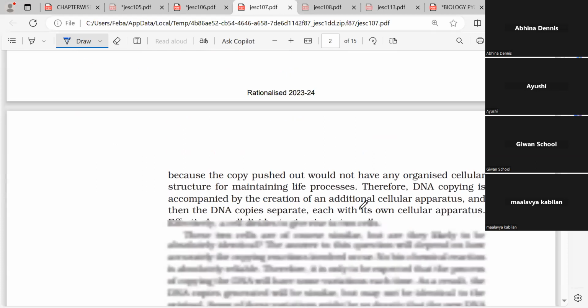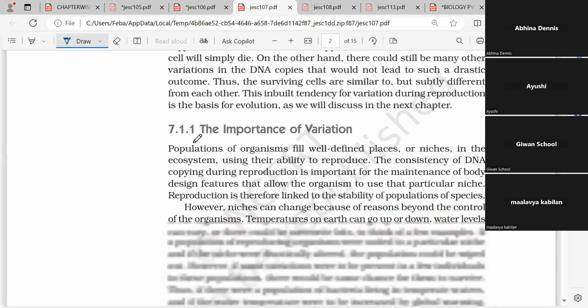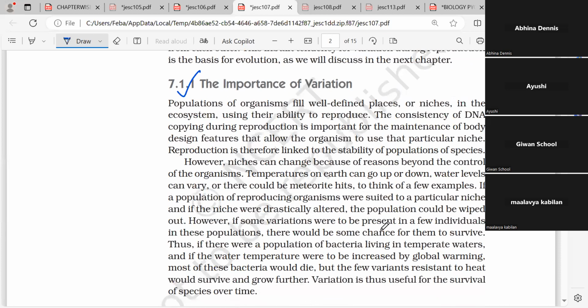Okay, so about the significance of variations, the importance of variation. What is the importance of variation? Variation leads to evolution, and also it helps in selecting better individuals that are fit to survive. The useful variations get selected, they get a survival advantage, and you get an assertion-reason question based on it.